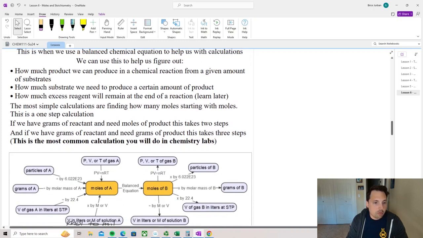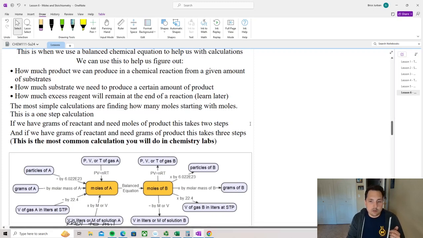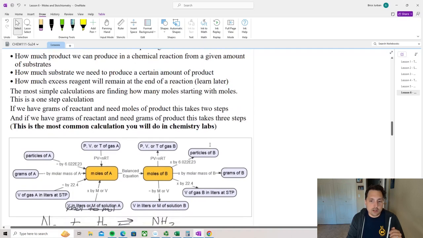Now, the most simple calculations are finding out how many moles of product or how many moles of substrate you're going to have given the other. This is always a one-step calculation. And then if we want to keep going, we can say, hey, what if we have grams of a reactant and we want to find the moles of product? That's two calculations. And that's what I mean by 2 steps. And then we could also go from grams to grams, and that's going to be 3 calculations. This last one is going to be the most common you'll do in chemistry classes.